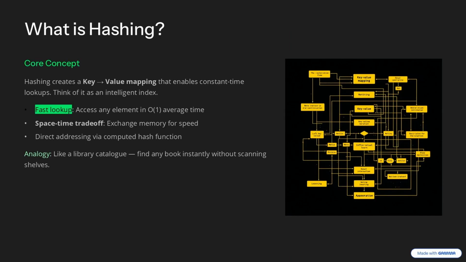Let's define hashing. Hashing maps a key to a value. Instead of scanning data to find something, we jump directly to it. We trade extra memory for speed. This trade-off is intentional, and in interviews, it is almost always worth it.